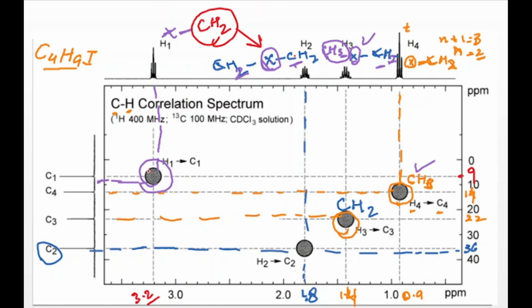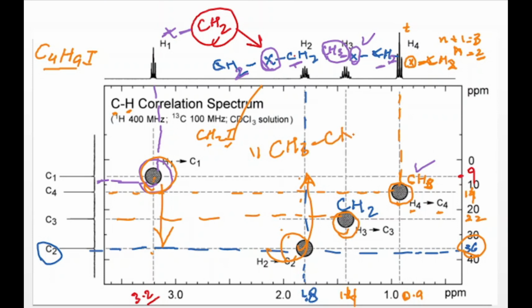So it means that this is the carbon that is directly attached, like this: CH3, CH2, and CH2 attached to iodine. That is 1-iodopropane.